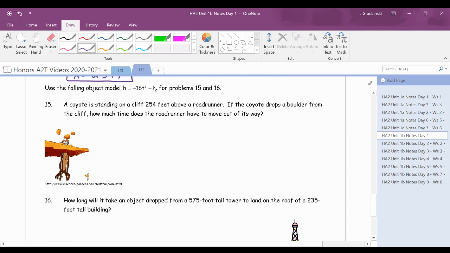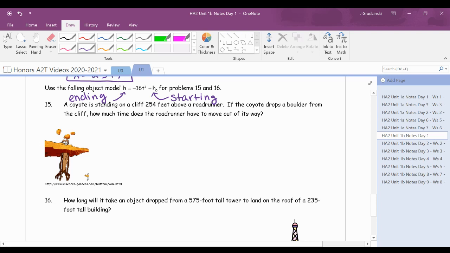All right, for these last two problems, we're going to just use the falling object model, or falling object equation, to solve problems 15 and 16. Just as a reminder, the H over here stands for ending height, and this is read as H0. I believe naught is the word for 0 in Latin, and that's why we call it that. But that's going to be our starting height. And then obviously T stands for time.